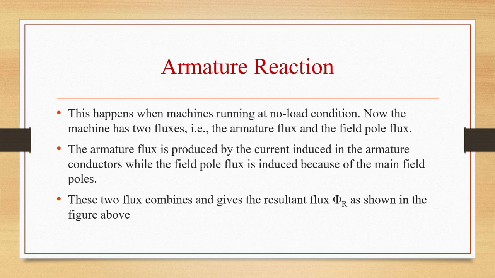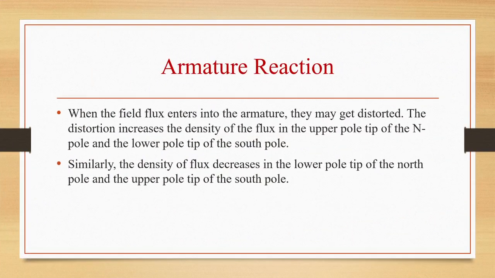Now the machine has two fluxes, armature flux and main pole flux. The armature flux is produced by the current induced in the armature conductors, while the field pole flux is induced because of the main field poles. These two fluxes combine and give the resultant flux phi r. So when the field flux enters the armature, it may get distorted.